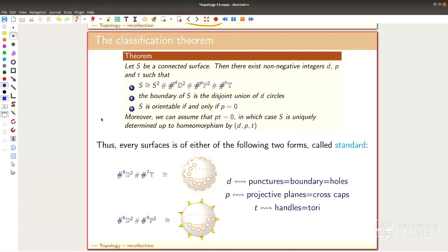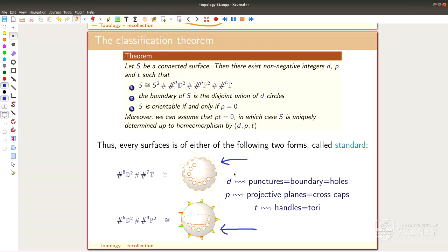Remember that in standard form, I will have that on the next slide, we always have either those pictures when it's non-orientable or those pictures when it's orientable. So you never have projective planes and handles mixed at the same time. And that's what we call standard. That's the standard form. So you can always bring it in this form. Here are some examples.